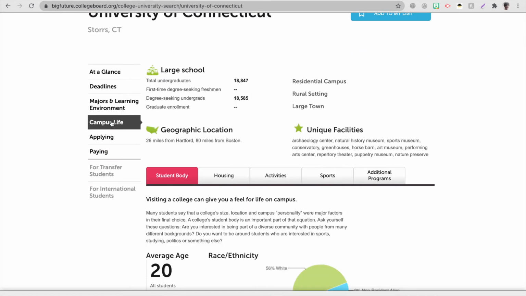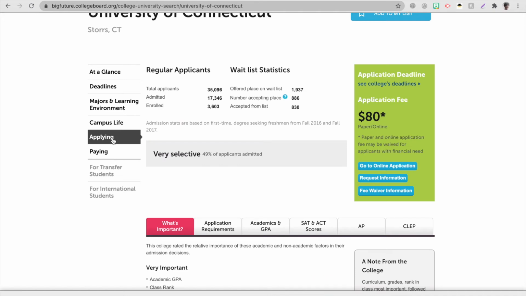There's also information about campus life, but the two things that we're going to focus on for our research are under applying and paying. So when we click on applying, it tells us at the top the number of students who apply each year, how many get in, and it also tells us in the middle the percentage that get in. So that's one of the questions that you are asked in your research. What percentage of students are accepted to your school? So I now know 49% are accepted to UConn.